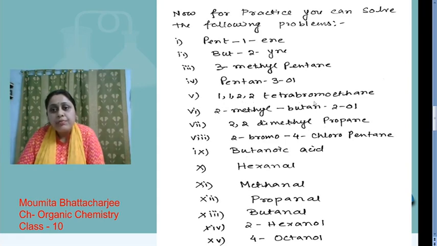1,1,2,2-tetrabromoethane. Tetrabromo means 4 times bromo. 2-methylbutan-2-ol. 2,2-dimethylpropane, 2-bromo-4-chloropentane. Next, butanoic acid, then hexanal, then methanal, then propanal, then butanal, 2-hexanol, and the last one is 4-octanol.